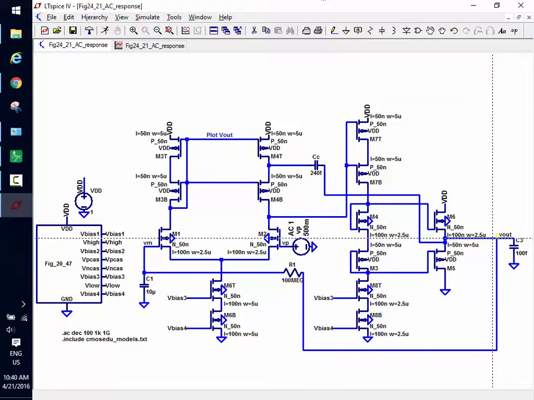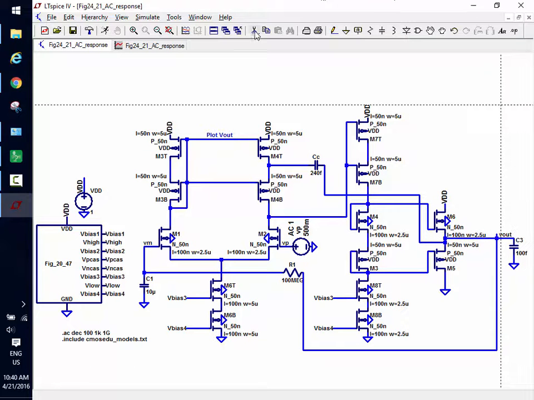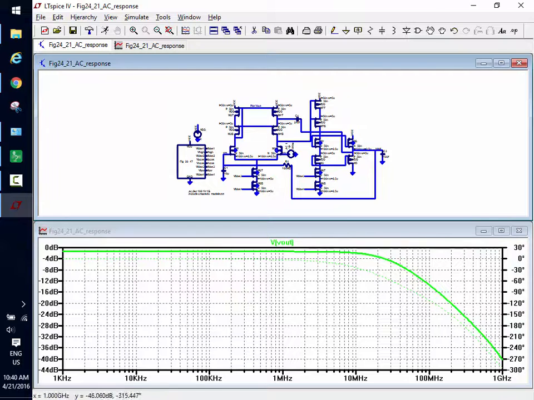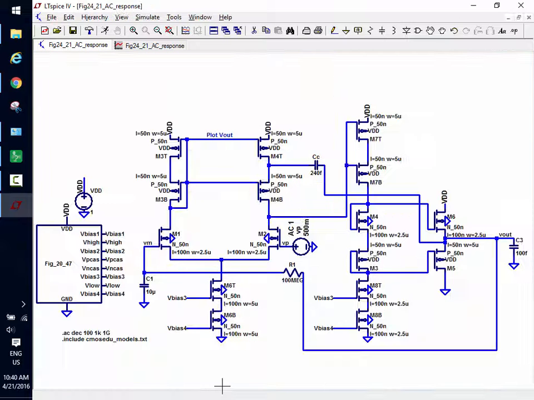Gotta go to the op-amp output, don't I? Now let's try it. Still not right. Okay, V out, V bias 3, CC.